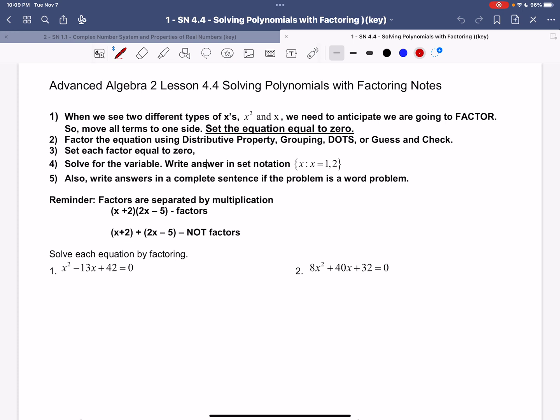This is for Lesson 4.4, and we are going to be solving polynomials with factoring. So we spent the last 5 days, or 5 lessons, learning how to factor polynomials. We've used grouping, we've used the distributive property, we've used guess and check, and we've used the difference of two squares. Now we're going to go to the next step and we're going to solve those.